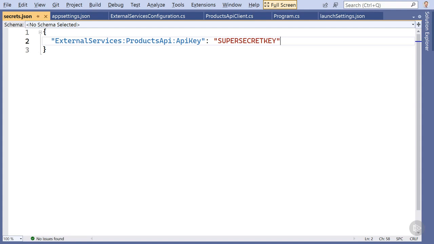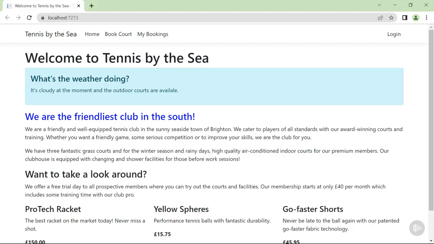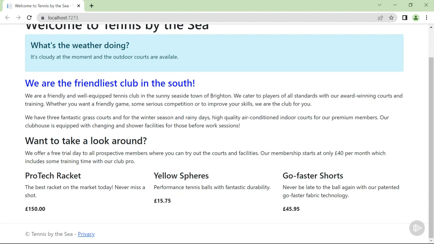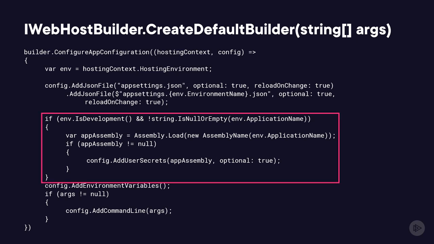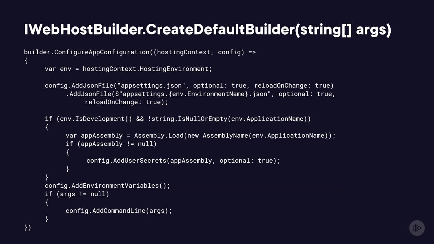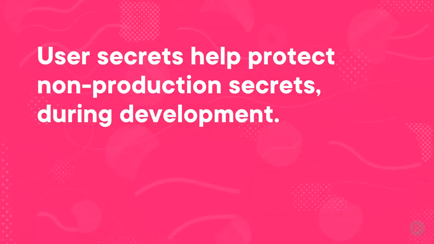Now when I run the application, the breakpoint is no longer hit and the products are successfully loaded from the protected products API using the API key provided by our user secrets file. This happened automatically because in the development environment, the user secret provider is included by default to load configuration values from those defined in a user secrets file. User secrets help protect non-production secrets during development. But what about production secrets? Stick with me and we'll answer that question.